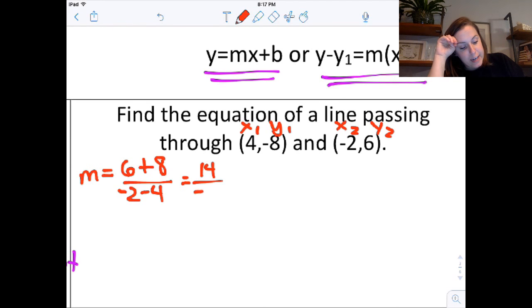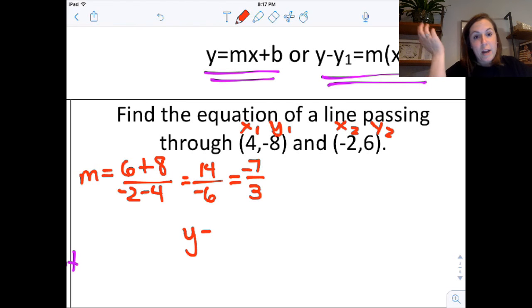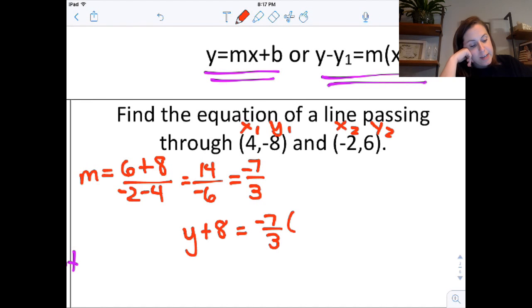Yep, equals 7 over -3, or -7/3. So that's my slope. Now, to get it into point slope form, I'm going to do y minus whatever my y value is. It doesn't matter. You can pick either point. -8, let's say, equals -7/3 times x minus 4. And again, that would be in point slope form.